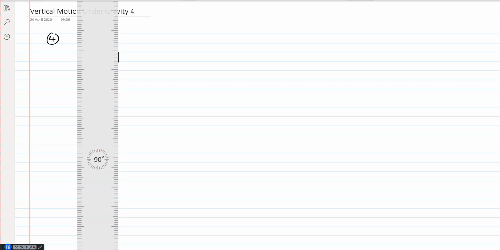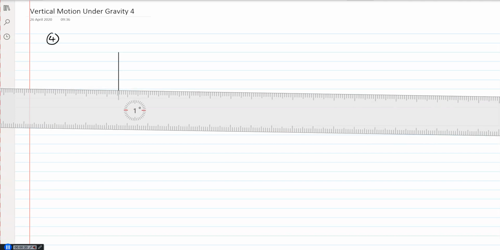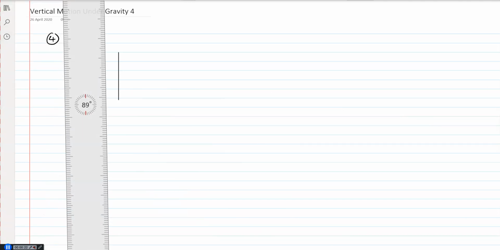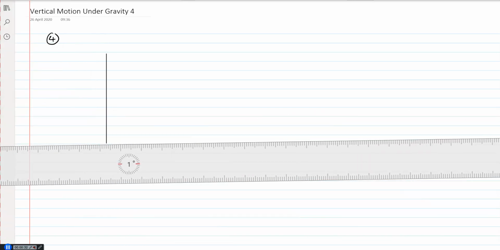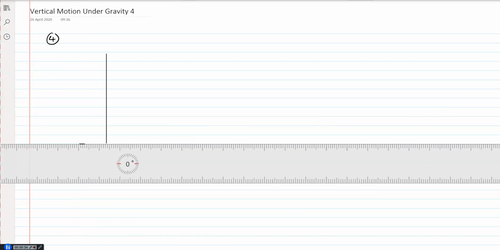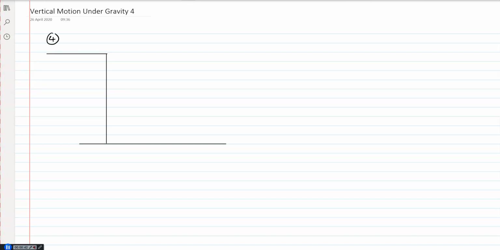So let's draw a tower. Let's make it a little bit longer actually. So there's the tower, this will be the floor. Here's the top of our tower. Okay, so a ball falls vertically from rest on the top of the tower.